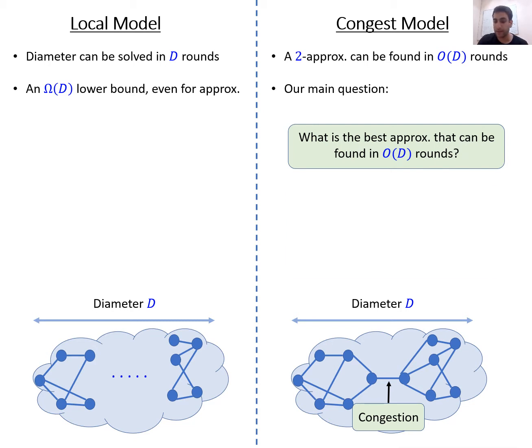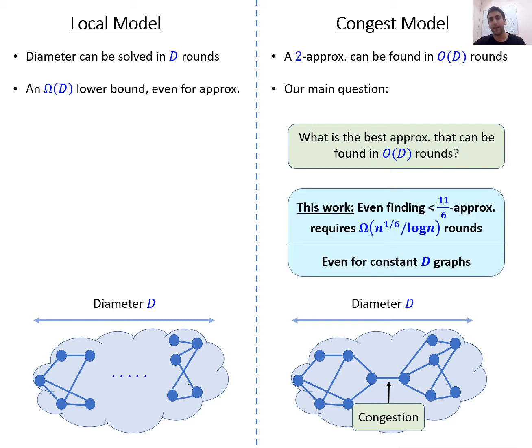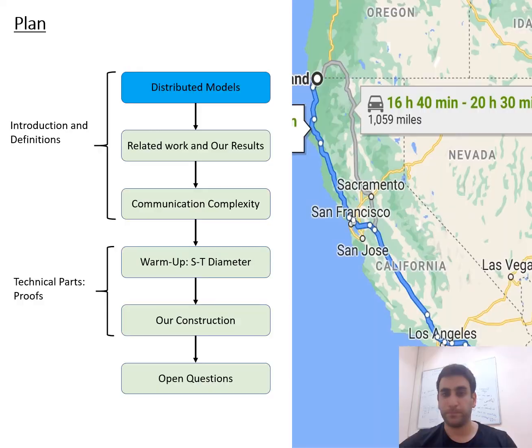And our main result is that even getting anything better than 11 over 6 already requires some polynomial dependency on n, even for constant diameter graphs. So we showed that there is a graph for which we can find the two approximation in O of 1 round, because this graph is going to have constant diameter. But finding anything better than 11 over 6 already requires some polynomial dependency on n. Okay, so this is our main result.